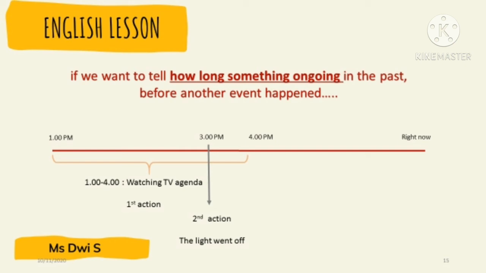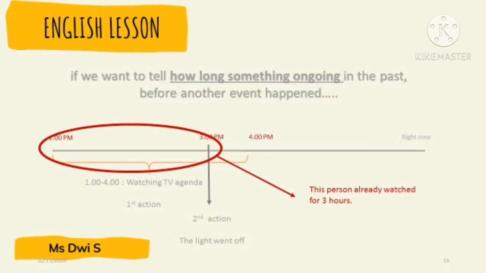Now, please look at the illustration. For example, my watching TV agenda is from 1 p.m. until 4 p.m. Watching TV is the first action, and the second action is the light went off. So, I had already watched TV for 3 hours, from 1 p.m. until 3 p.m. But actually, after the light is on, I would continue watching until 4 p.m.